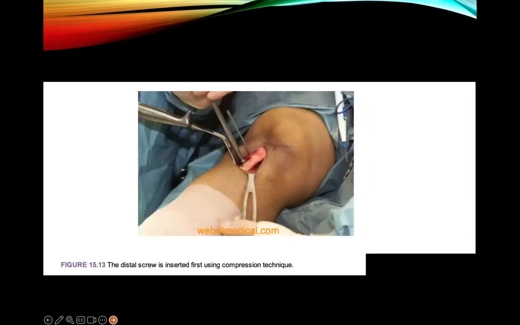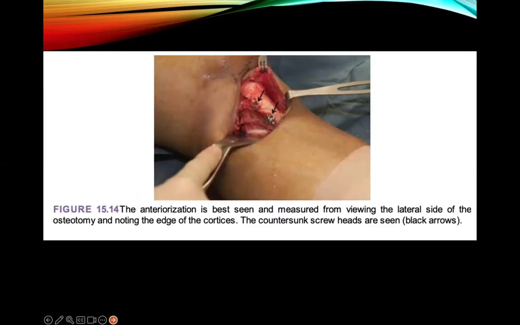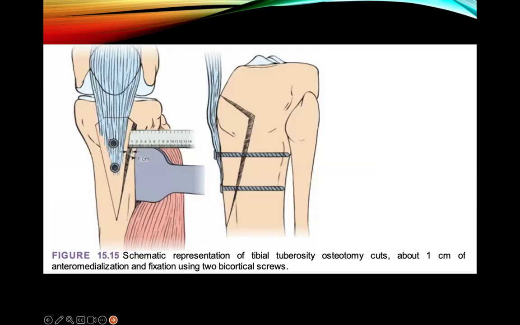The anterior fragment is mobilized anteriorly and medially, and first the distal screw is inserted using a compression technique, and then the proximal screw is inserted. Typically 4.5 mm cortical screws are used with bicortical fixation. The direction has to be lateral to medial. Avoid posterior direction to not cause neurovascular injury. A washer may or may not be needed, and in the end you have to do a fluoroscopy to confirm the screw position. This is a schematic representation of the tibial tubercle osteotomy, wherein about 1 centimeter of anteromedialization has been done and there is fixation using two bicortical screws.